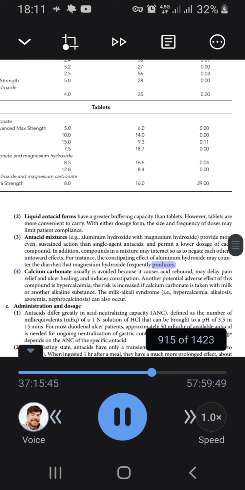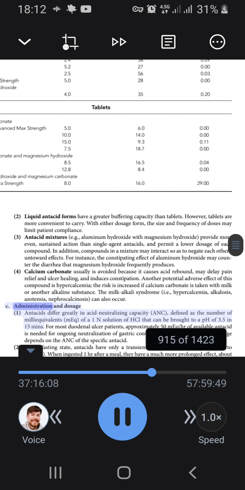4. Calcium carbonate usually is avoided because it causes acid rebound, may delay pain relief and ulcer healing, and induces constipation. Another potential adverse effect of this compound is hypercalcemia. The risk is increased if calcium carbonate is taken with milk or another alkaline substance. The milk alkali syndrome, that is, hypercalcemia, alkalosis, azotemia, and nephrocalcinosis, can also occur.